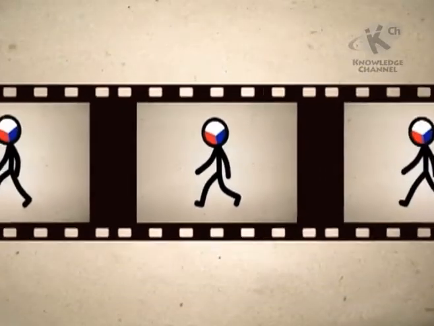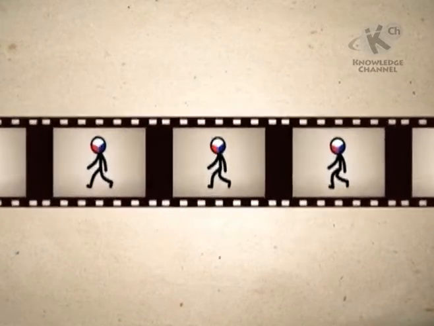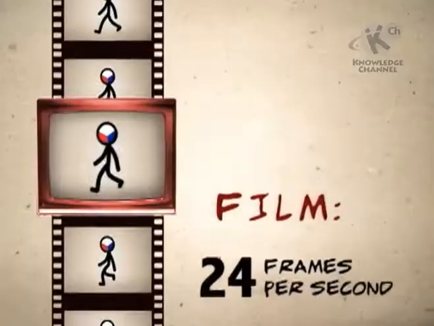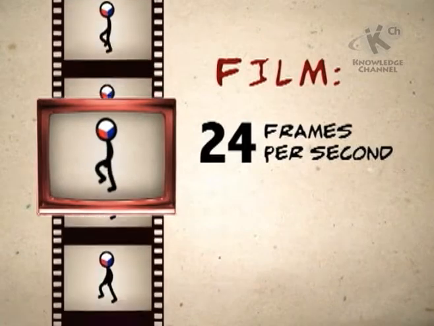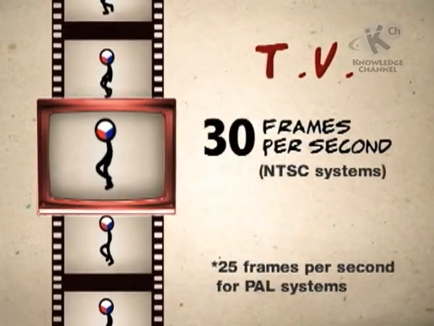Frame rates are also important because this will dictate how many frames you need to animate for what you are making. Film speed is 24 frames per second. Television is 30 frames per second.